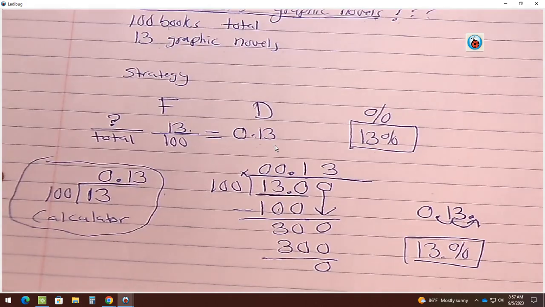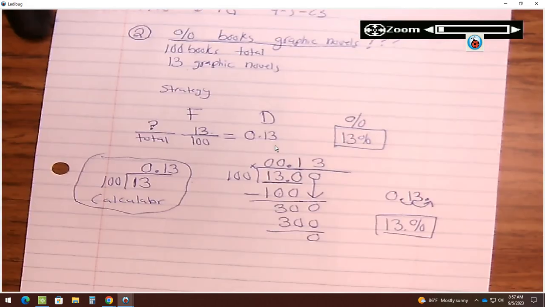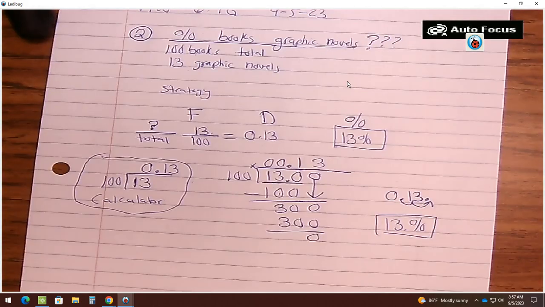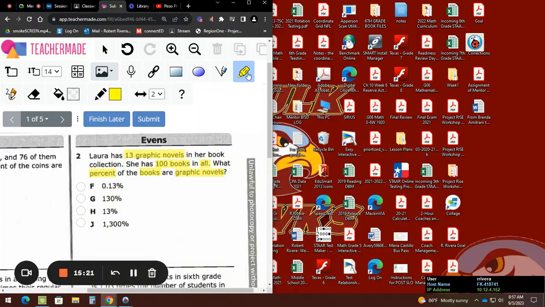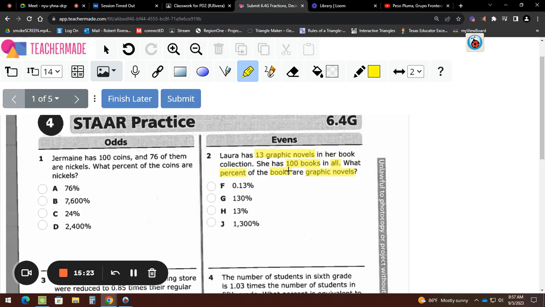Now rewrite it. This means 13 percent. And if you notice, I boxed the answer, so Mr. Rivera knows what my final answer is. 13%. And I'm now going back to the computer. And now you tell me what answer should I select? F, G, H, J. Yes, ma'am. Here we go. What's the answer you're going to select? F, G, H, or J?